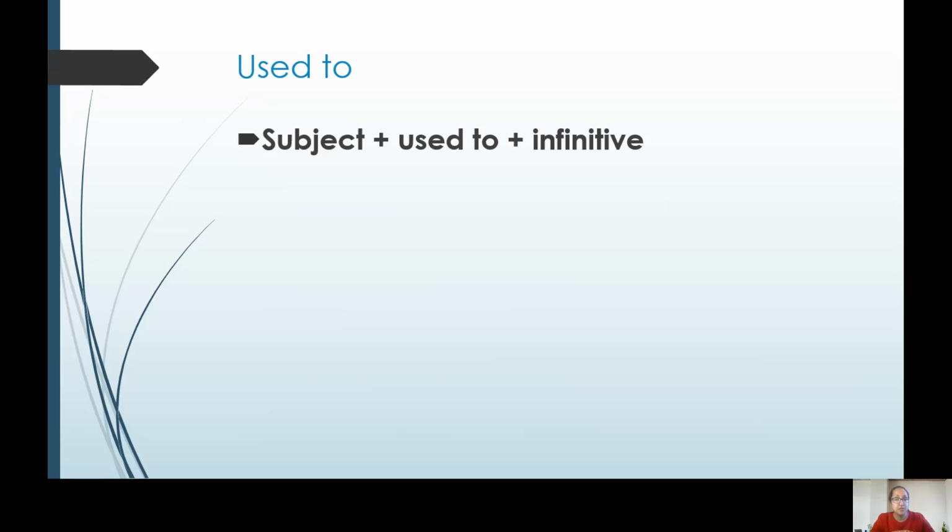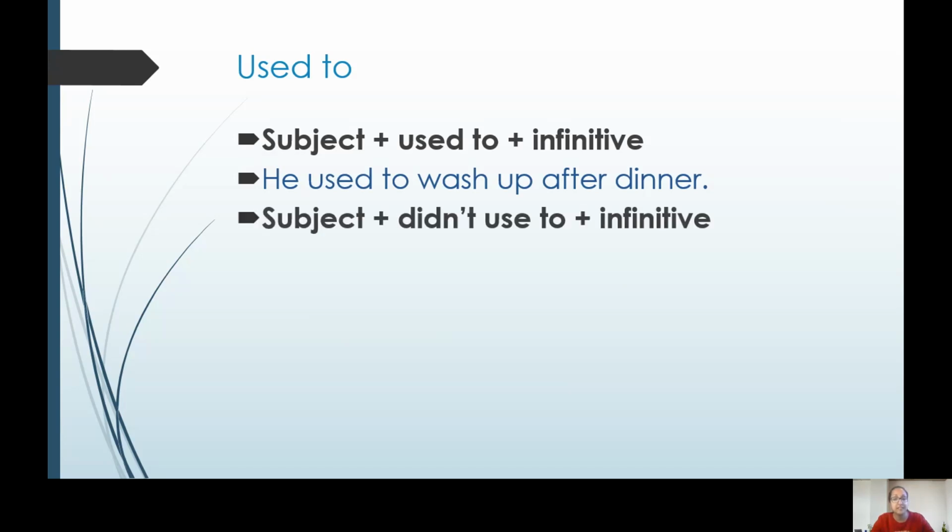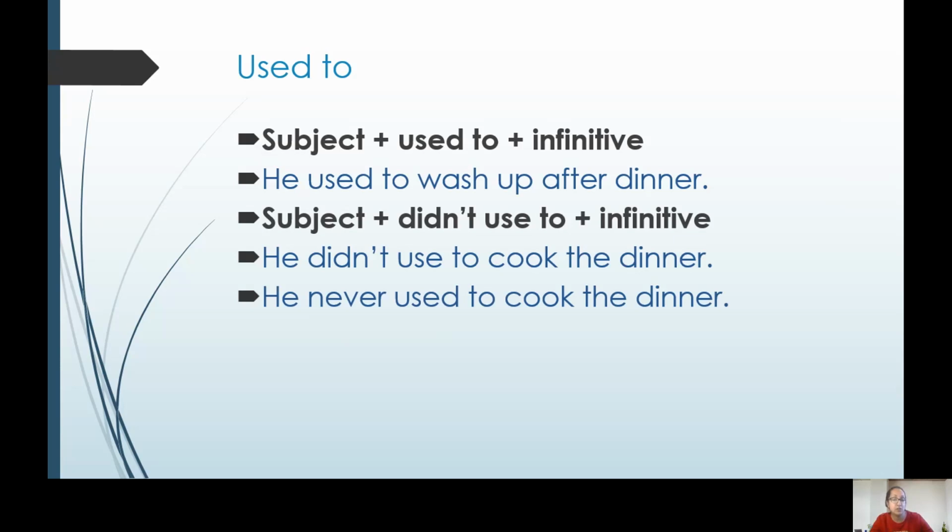To form used to, we have the subject with used to and the infinitive. For example, he used to wash up after dinner. To make the negative, we have the subject with didn't used to and the infinitive. For example, he didn't used to cook the dinner. We can use never with the positive form to give a negative meaning. For example, he never used to cook the dinner. That has the same meaning as he didn't used to cook the dinner.